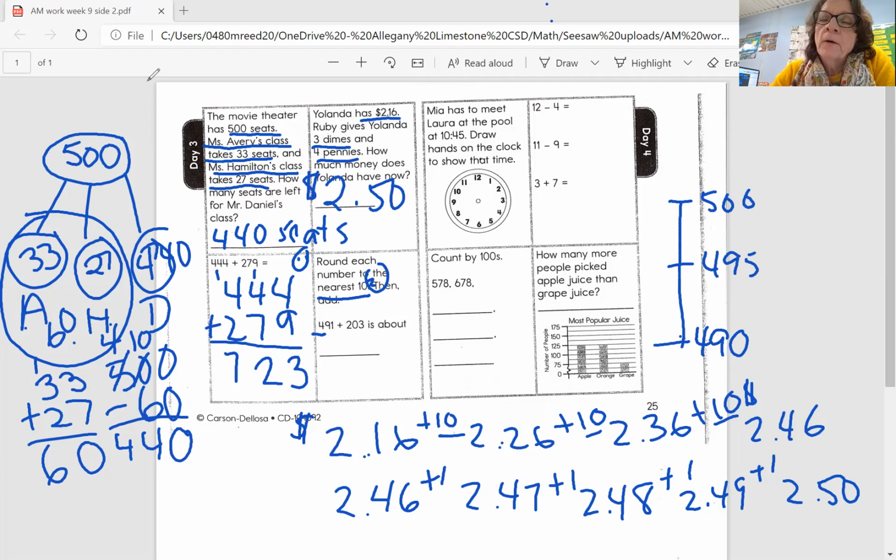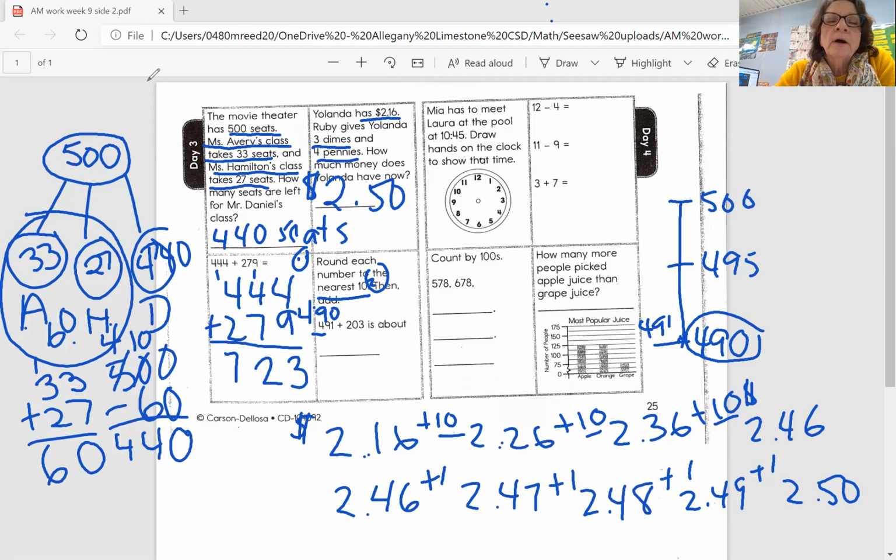Where will 491 go? Oh my goodness, it's way down here right by 490. And so it's really clear that 491 is really close to 490. It's not really even close to 500 at all. So you would write 490 above here. Okay. And at this point, you might be able to do that in your head. Think 491, geez, it's 1 off from 490. Now, it would be different if they were asking us to round to the nearest 100, though. Then we would have on our number line 400 and 500, and we would get a completely different answer.